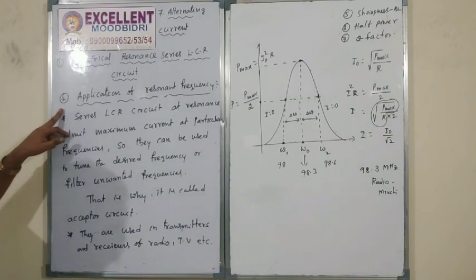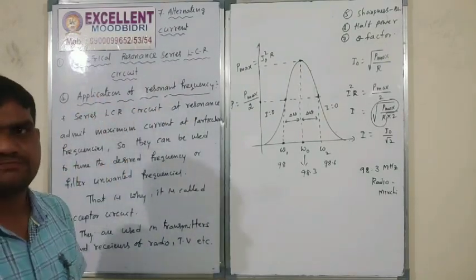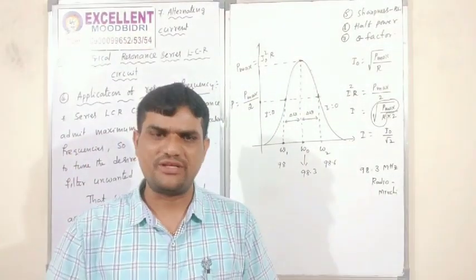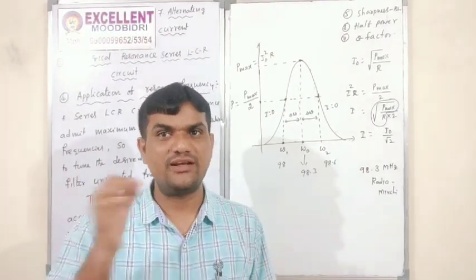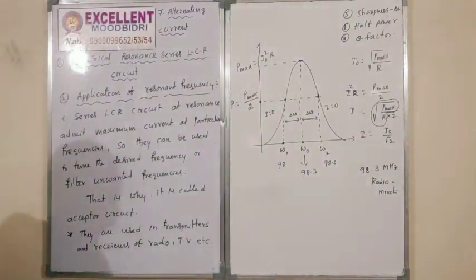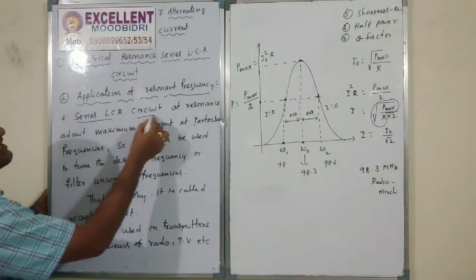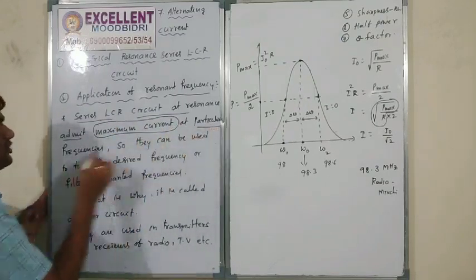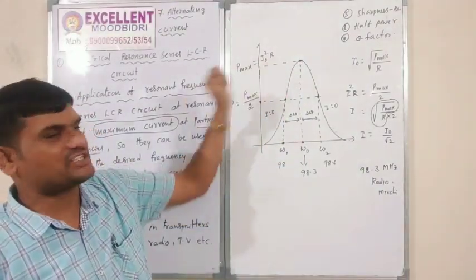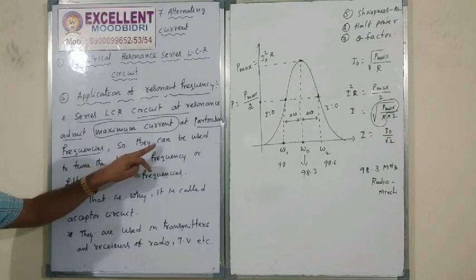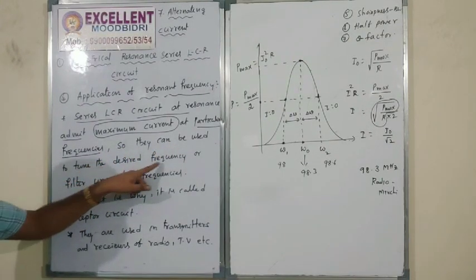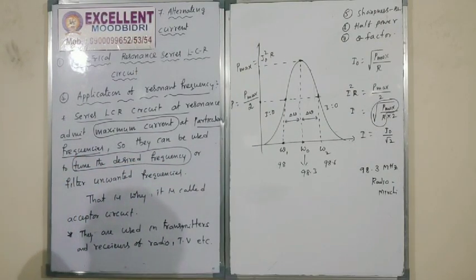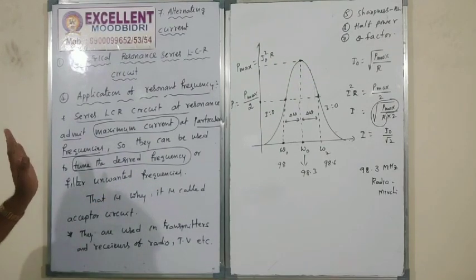Next, the fourth concept: applications of resonant frequency. Very important applications will be there in the communication system. We will also learn LC oscillations there. In the applications, a series LCR circuit at resonance admits maximum current at a particular frequency. So it can be used to tune the desired frequency or filter unwanted frequencies. That is the most important use.